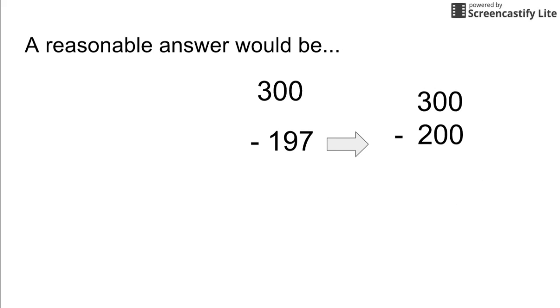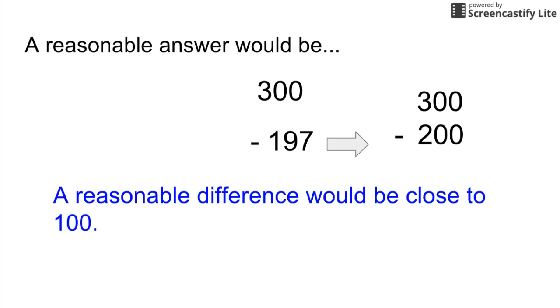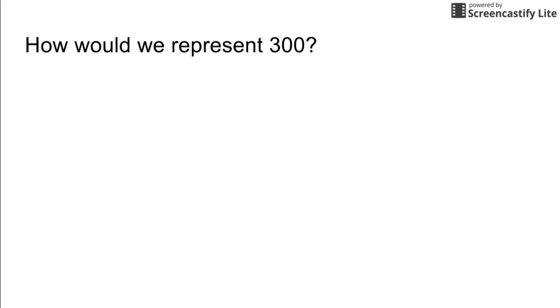A reasonable answer would be, and we don't have to round the 300 because the 300 is already in pretty good working shape, but the 197 we know is close to 200. So if we have 300 and we're taking 200 out of it, a reasonable difference for this problem would be close to 100. So when we solve this problem, our actual answer should be close to 100. So we'll come back and visit our reasonableness here.